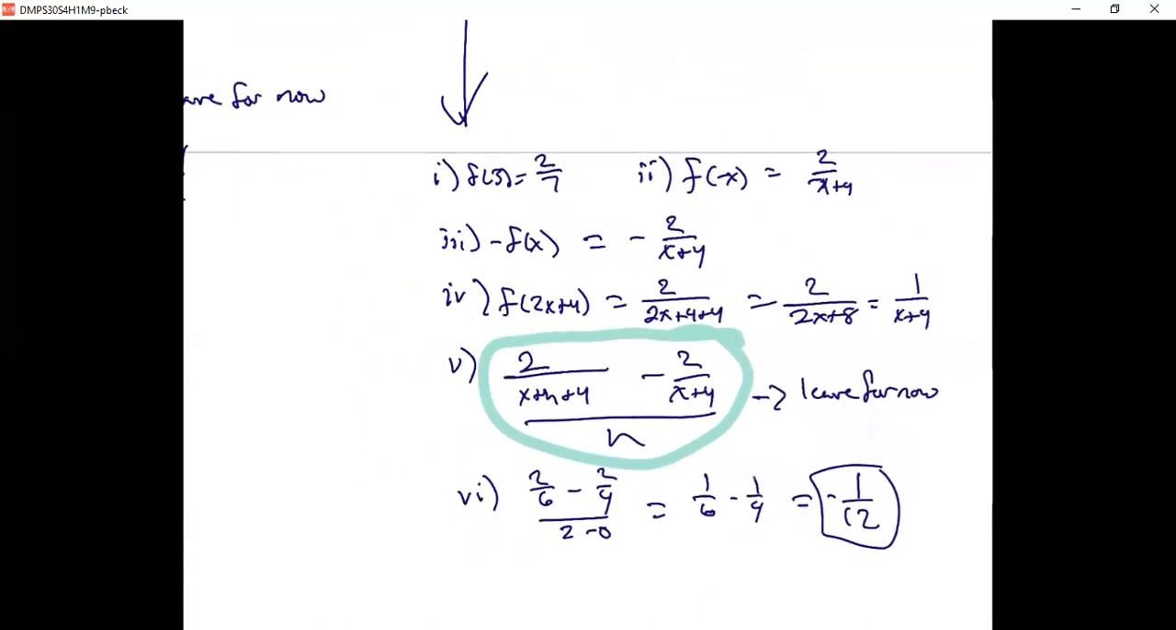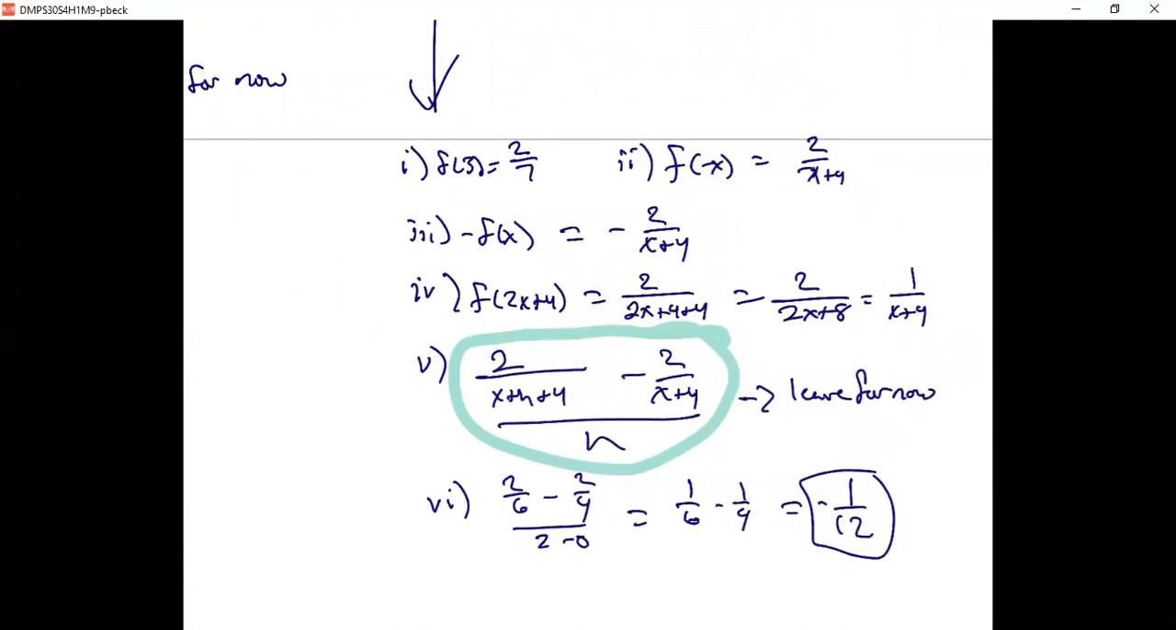I know I jumped through the last problems a little bit faster just because they are a little bit more rote, a little bit more mechanical.